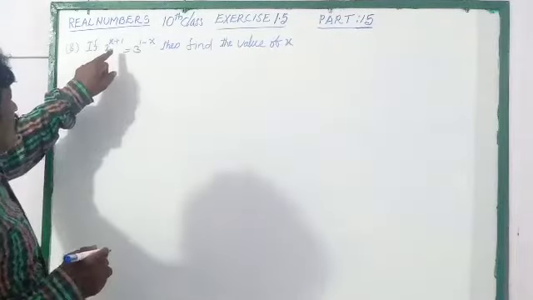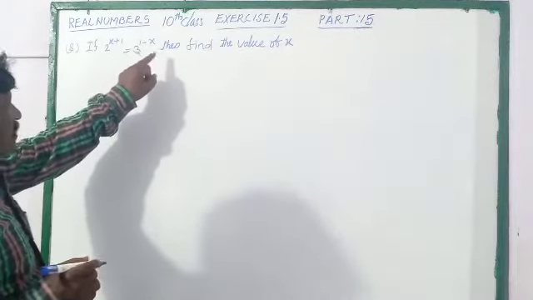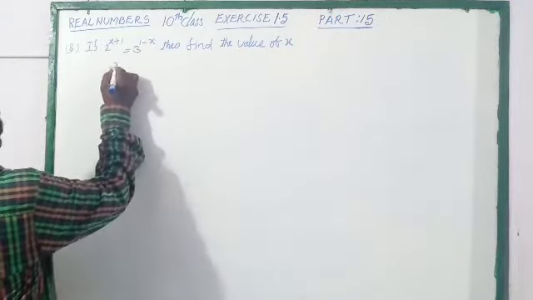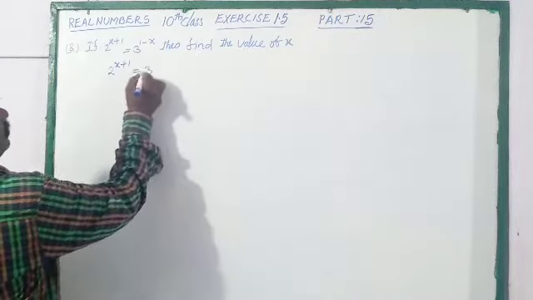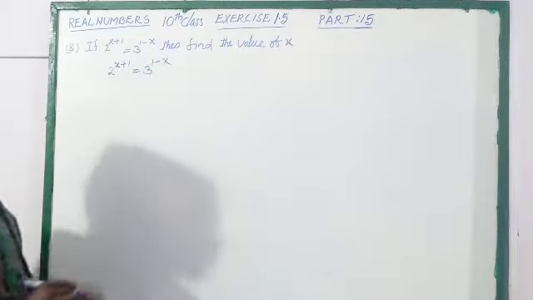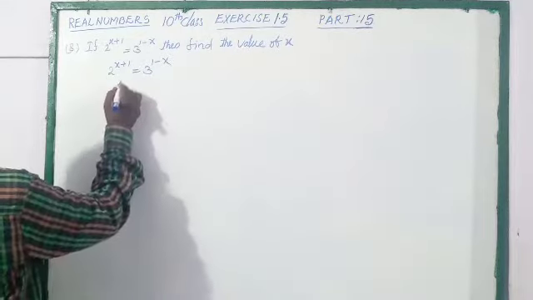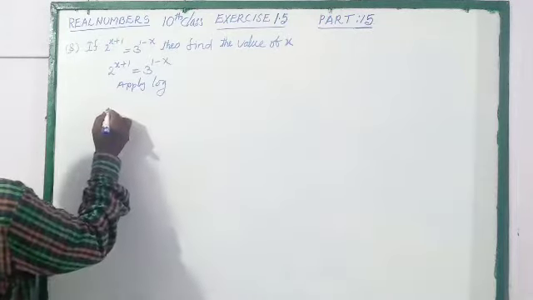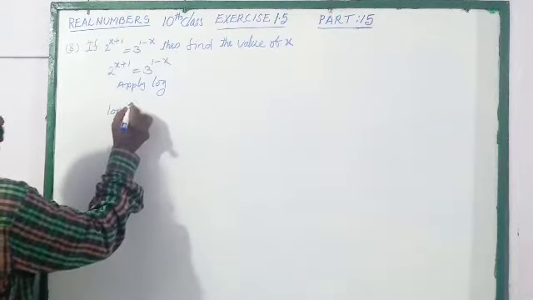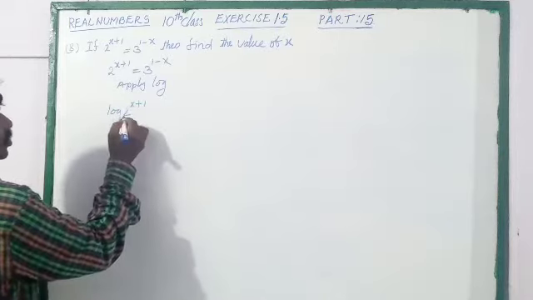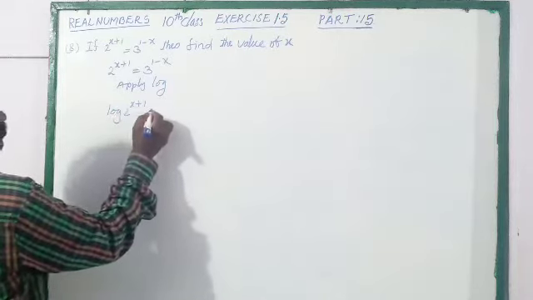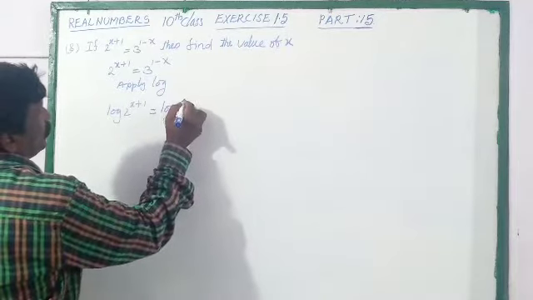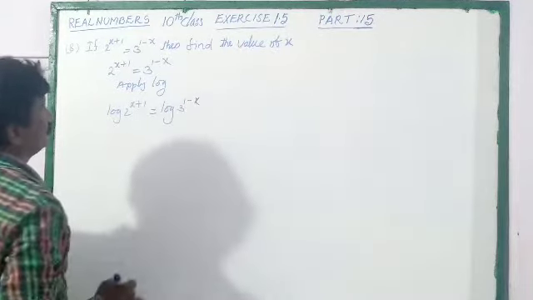If 2 to the power x plus 1 is equal to 3 to the power 1 minus x, then find the value of x. So 2 to the power x plus 1 is equal to 3 to the power 1 minus x. Given, apply log: log 2 to the power x plus 1 is equal to log 3 to the power 1 minus x.